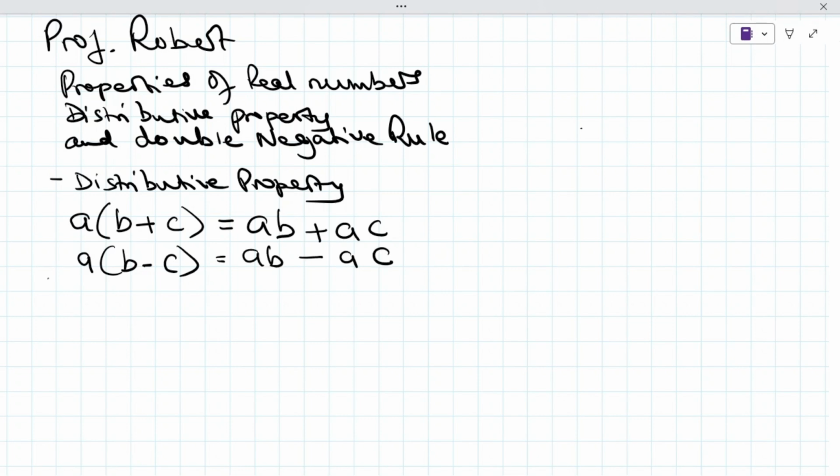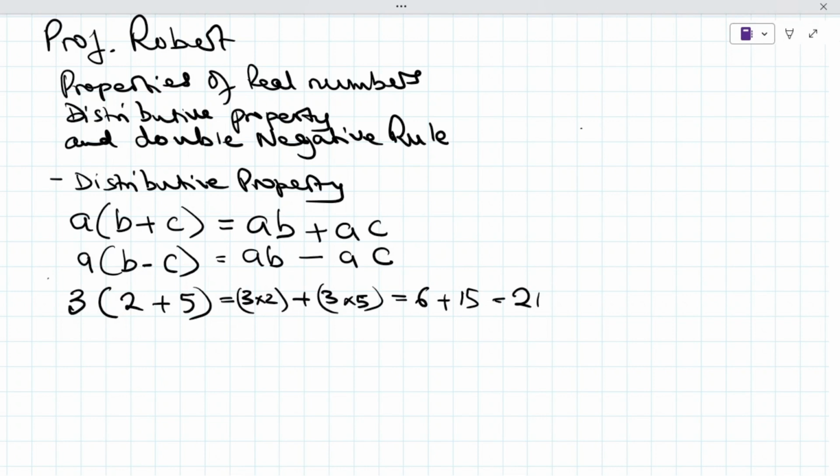Now, let's look at an exact example. Supposing we're given 3 into 2 plus 5. This will be 3 times 2 plus 3 times 5. So this will be 6 plus 15, which will end up giving us 21.